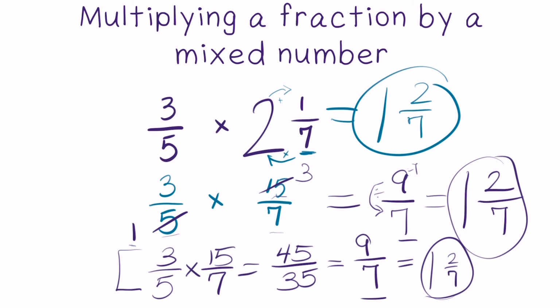When I'm multiplying a fraction by a mixed number, I should convert that mixed number to an improper fraction. Once I have my original fraction multiplied by an improper fraction, which is the same amount as the mixed number, just written in a different way, no matter which way I solve it, whether I use cancellation in the problem or simplify it in the end, I'm going to get the same answer. So 3/5 times 2 1/7 is equal to 1 2/7.